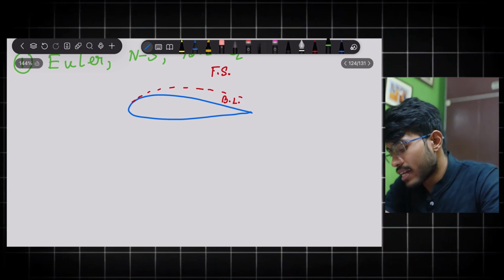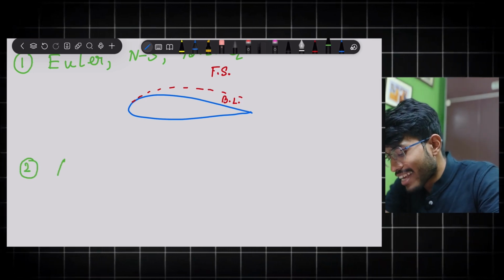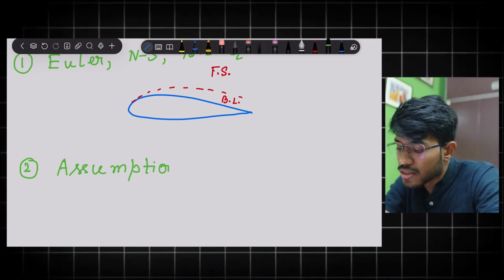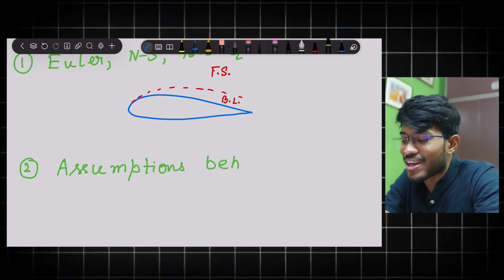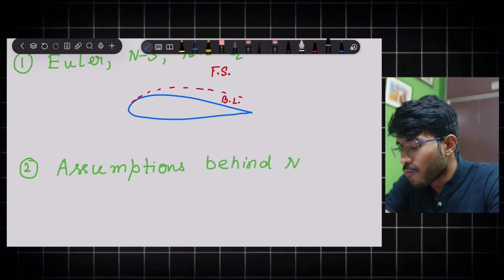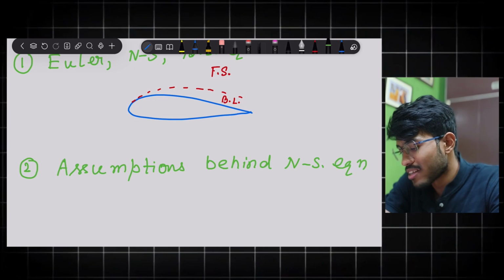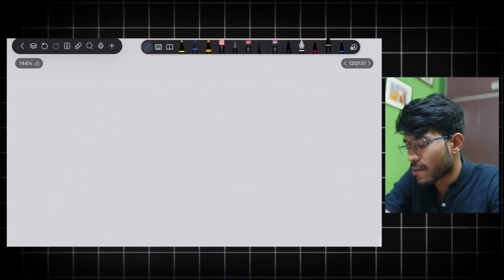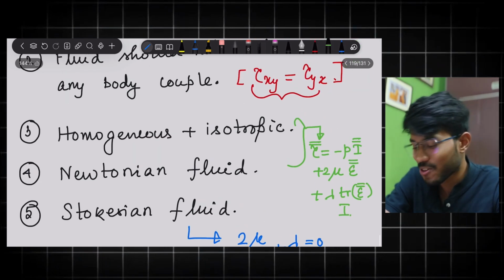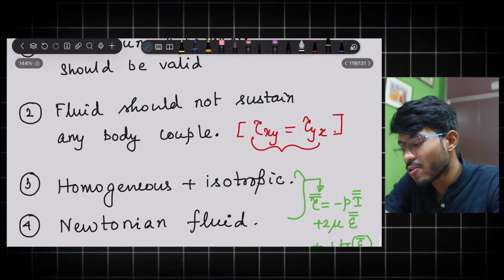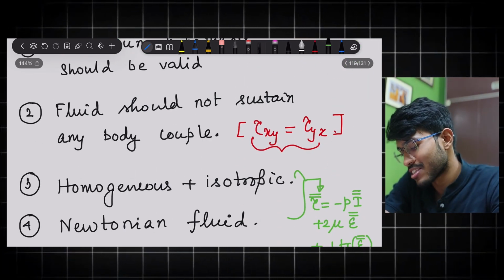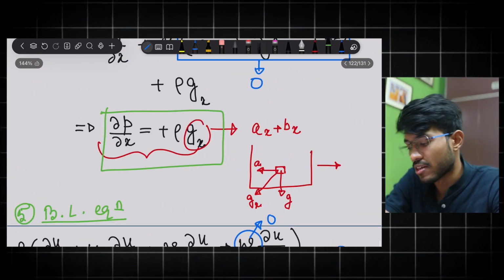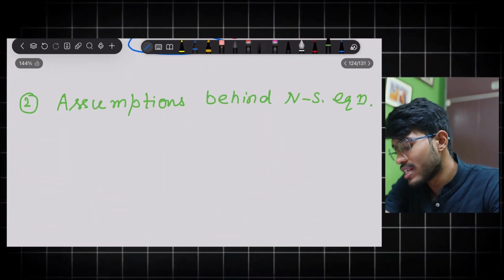Secondly, they asked me, can you tell me the assumptions behind the NS equation? Those of you who were thinking that these kinds of assumptions are never asked in GATE, they can be asked in GATE also. And in the interview, I was asked these questions. The answer to this question I have just given. Now let me go to DRDO.